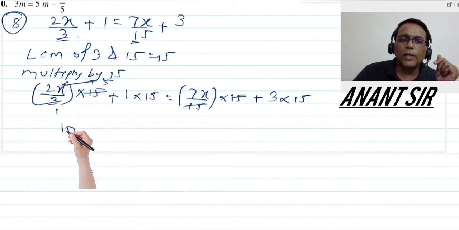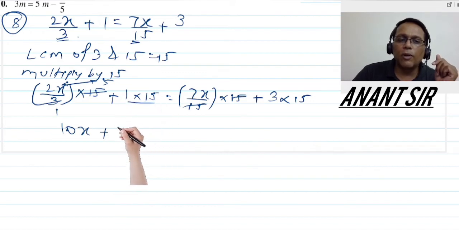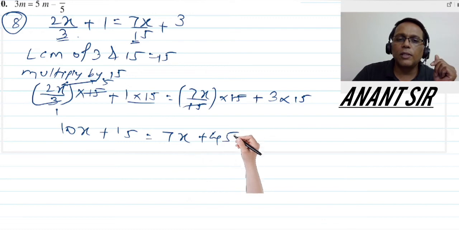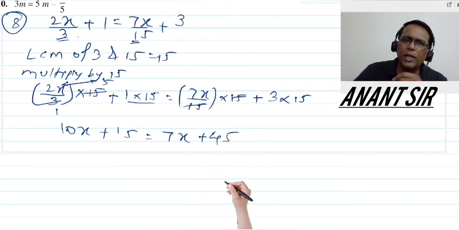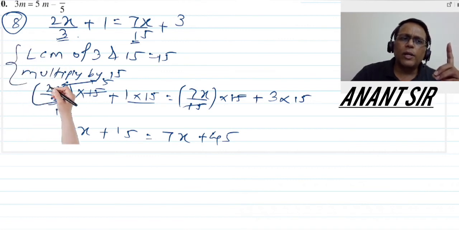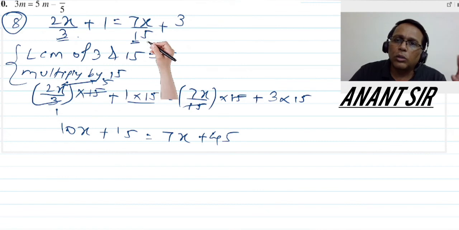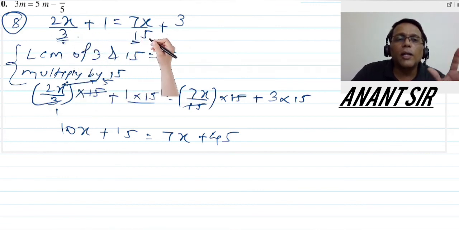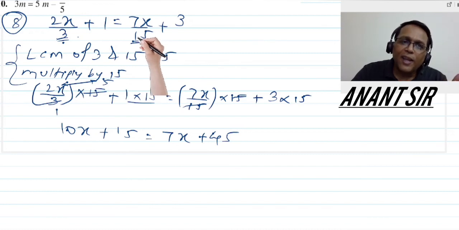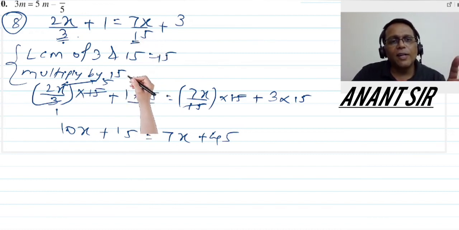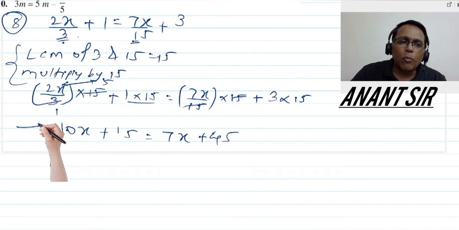So 2x into 5 is 10x, plus 15 ones are 15, is equal to 7x as it is, and 15 3s are 45. Now isn't this very easy to solve? This is the only step which you need to understand. If the denominator is 3 only, here it was 3 and here it was 15, if it was 3 only, then you just have to multiply by 3 and the denominator will get cancelled, and then this type of question is ready for you to solve.